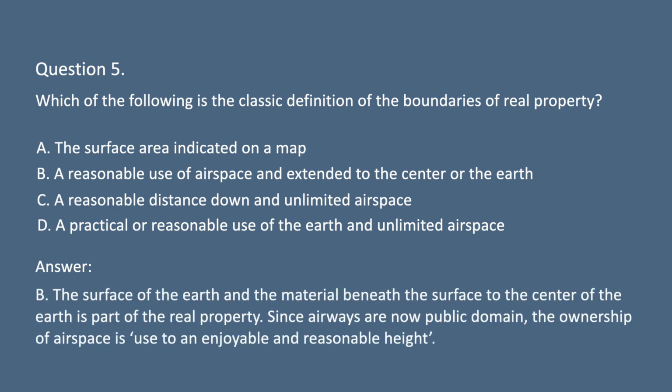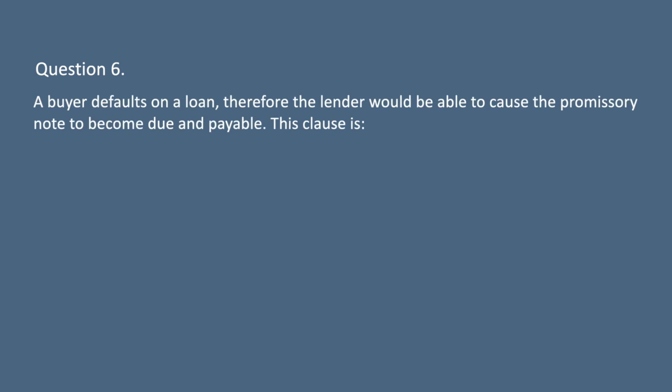B. The surface of the earth and the material beneath the surface to the center of the earth is part of the real property. Since airways are now public domain, the ownership of airspace is used to an enjoyable and reasonable height.